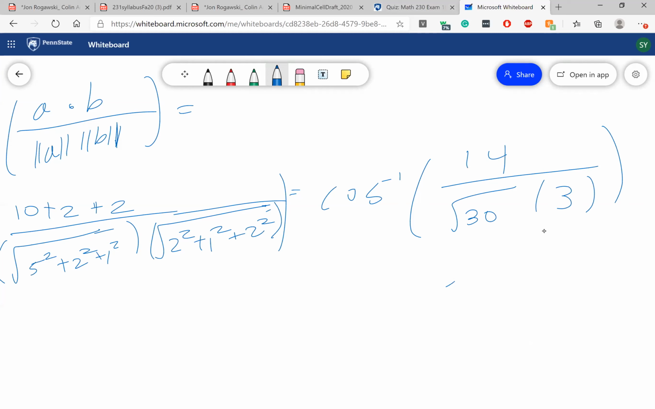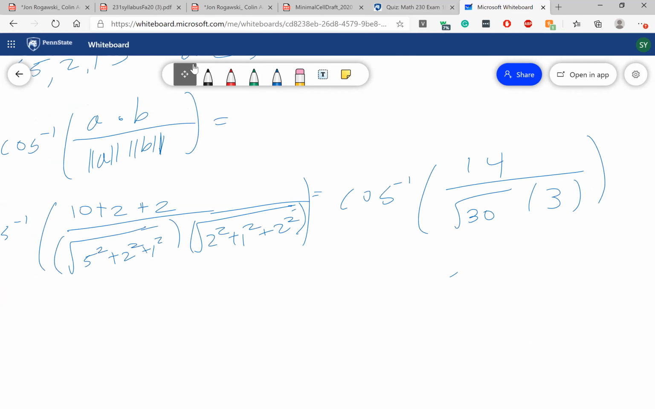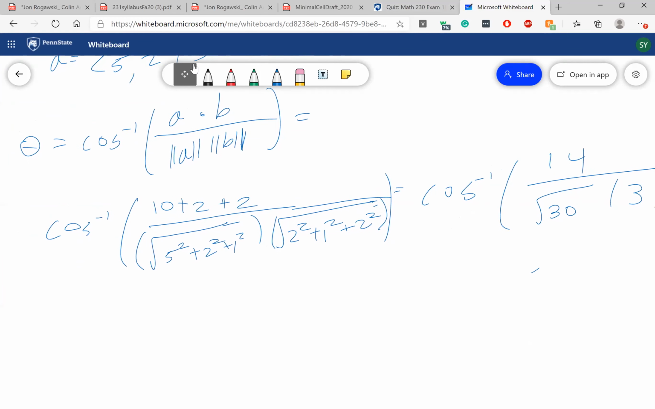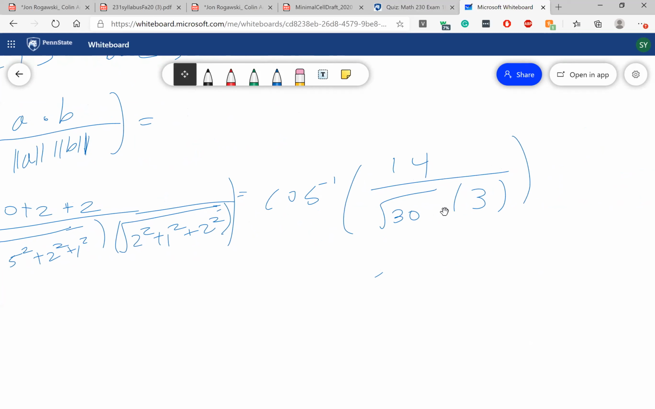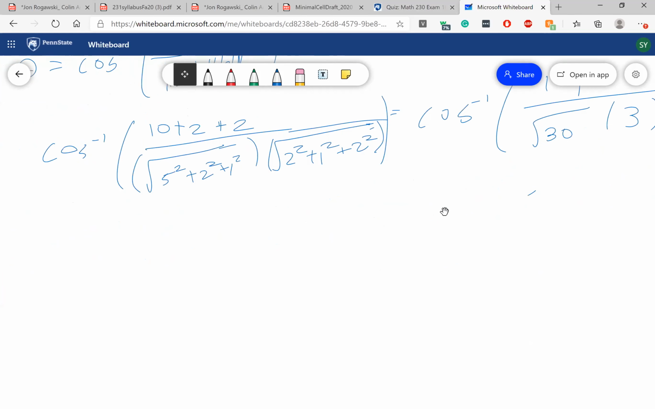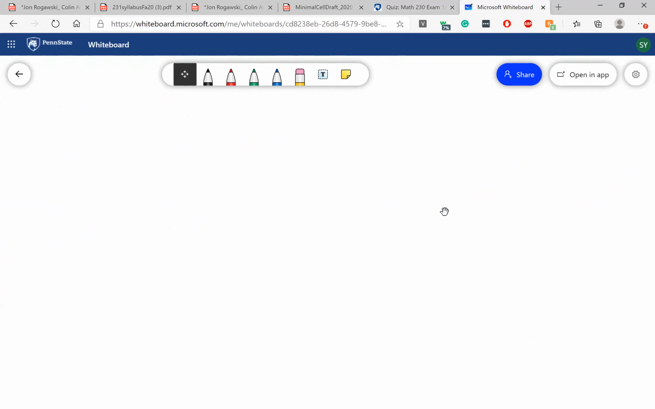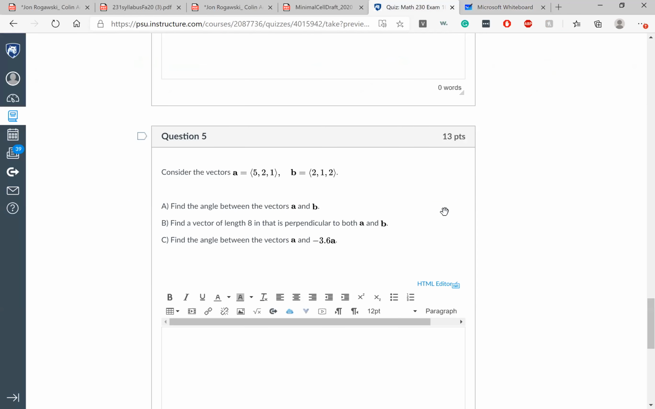On the exam, do you want us to keep it in this form, or do you want us to use our calculators and solve it fully? If you can't use your calculator, which I don't think you can, this would be a perfectly okay way of leaving it. Fine. Any other questions?